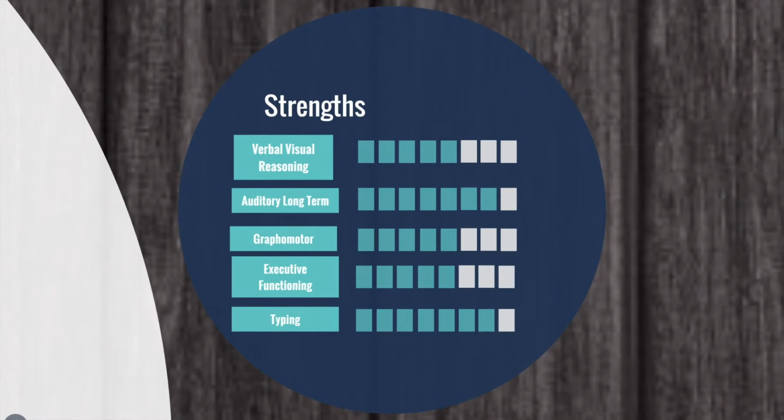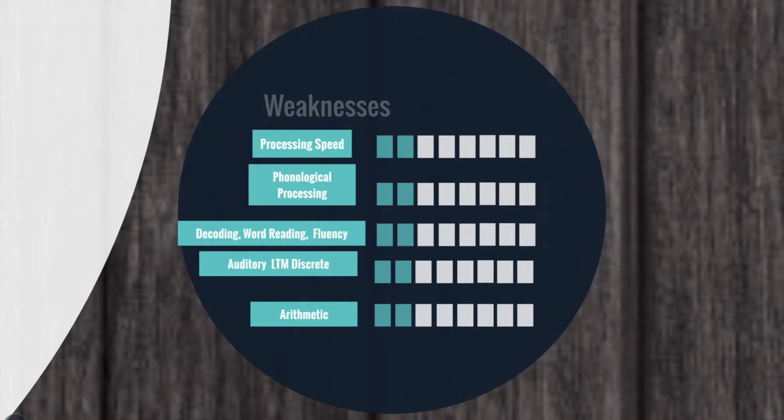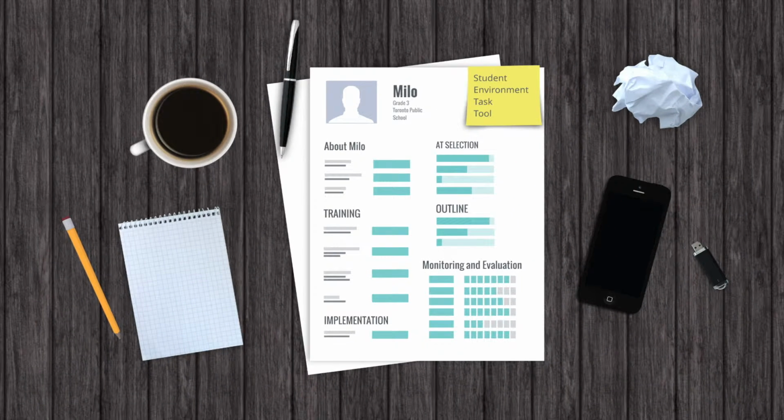Milo has many strengths that we can play on when thinking about implementing the correct AT for him. He has average verbal and visual reasoning, high average auditory long-term memory for context, average graphomotor skills, average executive functioning, above average typing skills. However, we also need to evaluate his weaknesses. He has trouble with processing speed, phonological processing, decoding, word reading, and oral reading fluency, auditory long-term memory for discrete details, and arithmetic. Milo's main weaknesses revolve around language and cognitive ability.